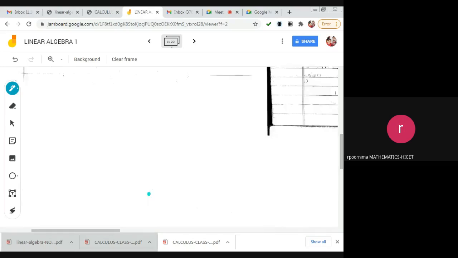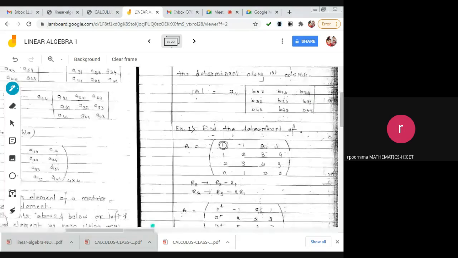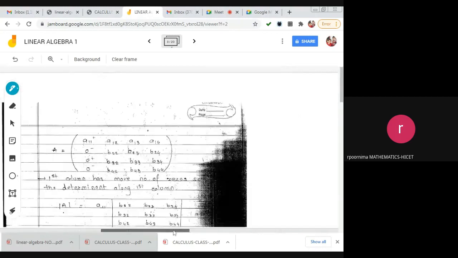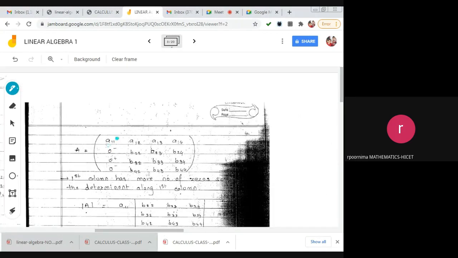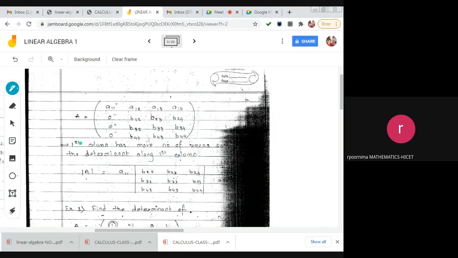Okay, so therefore the matrix will be getting in the form A is equal to A11, that is a new term. Okay, that's why we're just putting plus. Then the remaining terms of the first column will be 0, 0, 0. Then the remaining terms of the next columns. So the first column has more number of zeros. Okay, you can see the first column, it will be having more number of zeros.